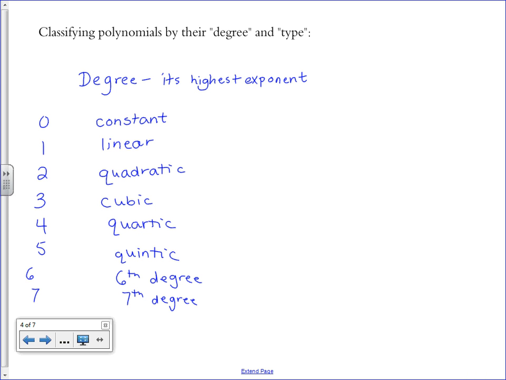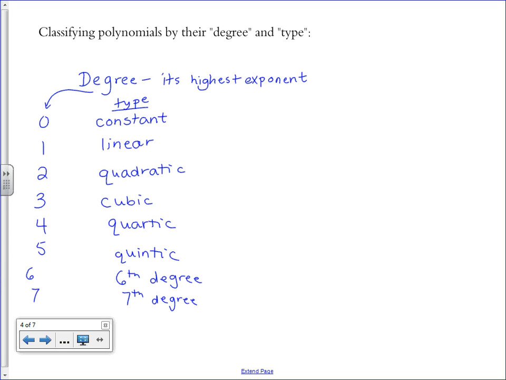You can have up to 13, 14, 100, right? There's no end to that. So this is the degree. If you're ever asked to give the degree, you give the highest exponent, and this is the type, right? So the type corresponds to what the degree is.